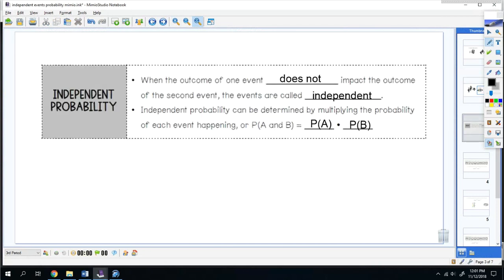Okay, so now we're going to learn about independent probability. When the outcome of one event does not impact the outcome of the second event, the events are called independent. Independent probability can be determined by multiplying the probability of each event happening. So the probability of A and B. That word and is very important because it means to multiply. So let's try one.